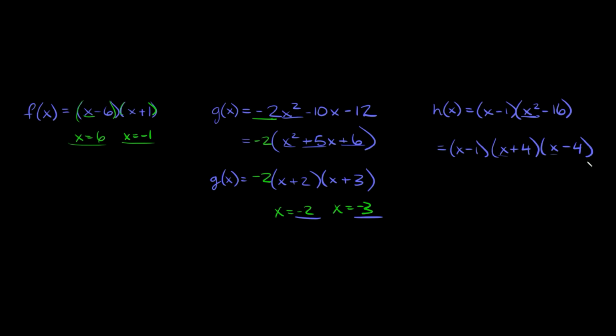Okay, but in either case, this is completely factored now. So here for this first one, we're going to have a 0 at x is equal to positive 1, here at x is equal to negative 4, and here at x is equal to positive 4, right? So we have 3 zeros for this quadratic function.